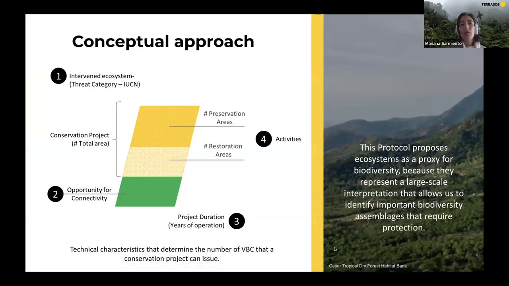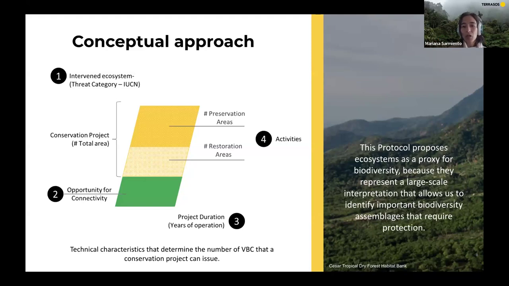So how do we determine how many TEBUs a project can issue? Well, it's based on 5 different factors. One is how threatened that ecosystem is. So the more threatened the ecosystem where the project is based, the more points it gets. Of course, it's also a function of the total area of the project, and how it contributes to landscape connectivity. Again, connectivity being critical for biodiversity conservation.